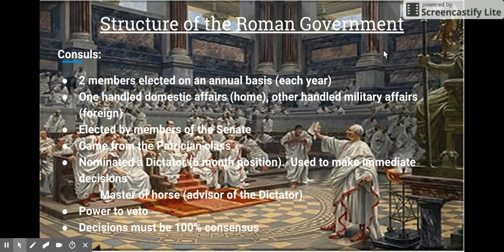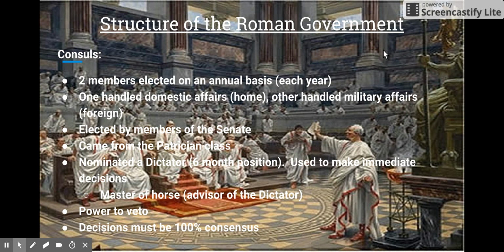But looking at the consul members, essentially what we have here are two people who are elected on an annual basis. Now, this is obviously better than one, but it's still not a perfect system. Each person was going to have a specific duty. One consul member, for example, was going to handle what we call domestic affairs, things that were happening at home. And the other was going to handle military affairs, things that were going on outside of Rome. Each one of those consul members would elect members of the Senate. We'll talk a little bit later about what the roles of the Senate were. They would hand select those individuals, those 300 Senate members.